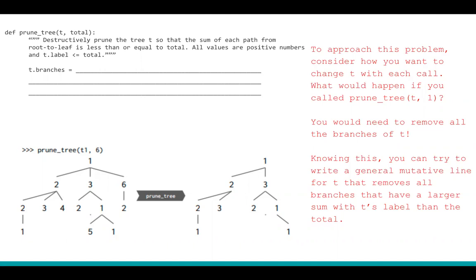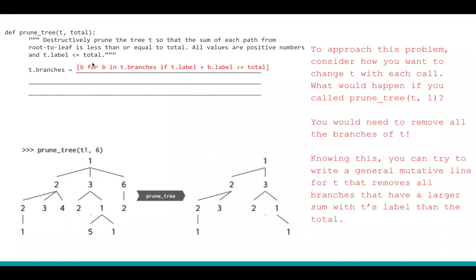Okay. So this, as you can see, is deceptively in 3 lines. So there's going to be a lot of code in at least one of them, and that turns out to be the first line: b for b in t.branches if t.label plus b.label is less than or equal to total. So we should probably break this down.